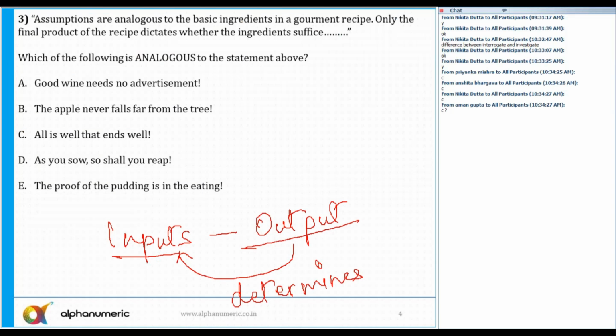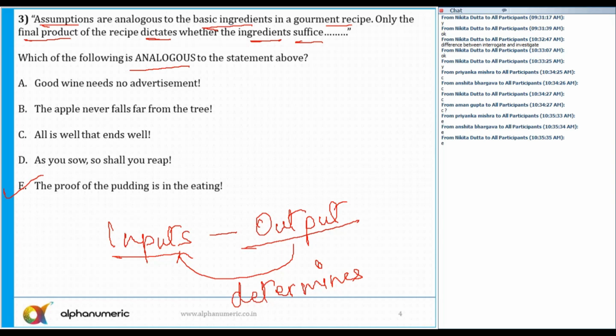He tells you assumptions are basic ingredients in a gourmet recipe. Only the final product will dictate whether the ingredients suffice. So the output will determine whether the input is good or not good. So which of the following is analogous to the statement above? What have you marked? Number E, yes, the proof of the pudding is in the eating. That means the cooked food will determine whether the ingredients you have used are correct or not.